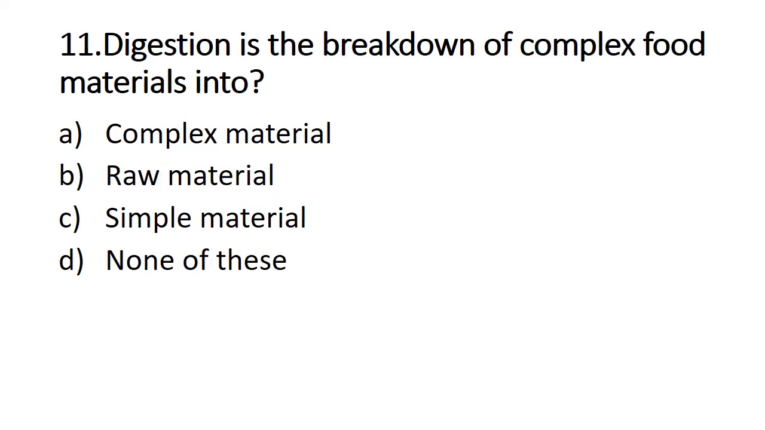Digestion is the breakdown of complex food materials into A. Complex material, B. Raw material, C. Simple material, or D. None of these. So, the correct answer is option C. Simple material. Let's move on to the 12th question.